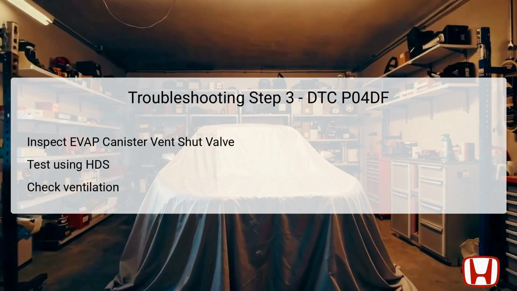This involves applying vacuum and checking whether the vent valve can adequately open and close in response to system demands. Ensuring that the vent valve can maintain proper airflow during the purging of vapors is essential for effective evap system operation. Any failure detected in this valve may confirm the presence of a root cause related to the DTC P04DF.